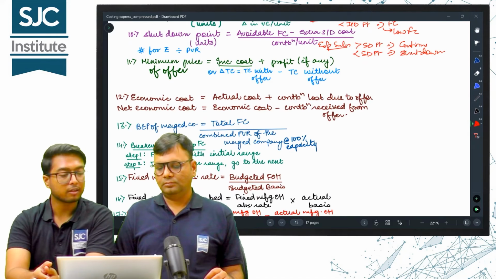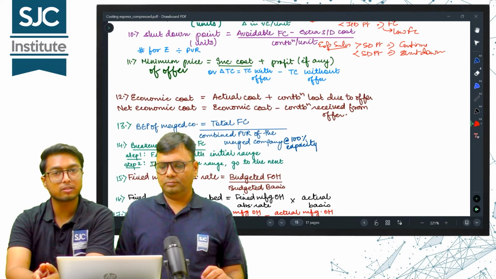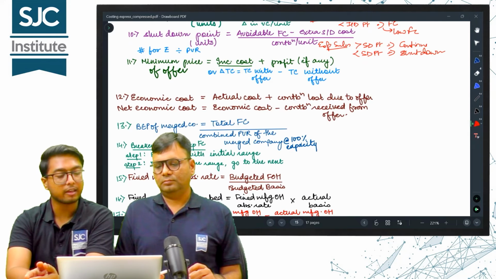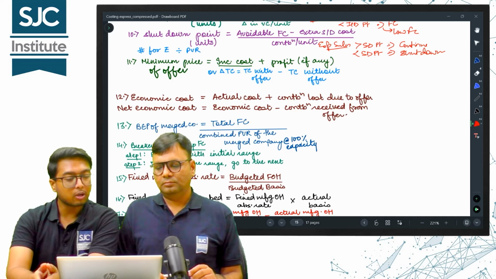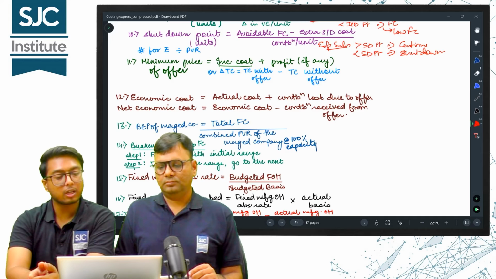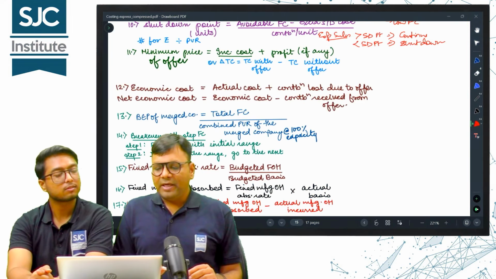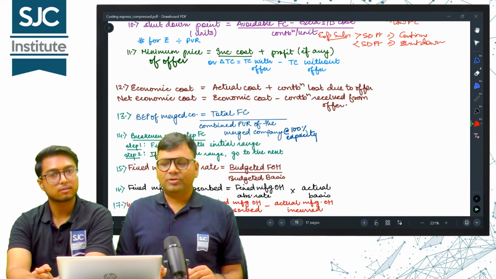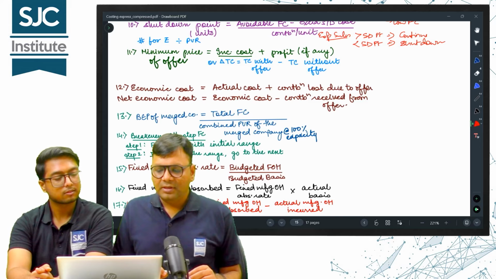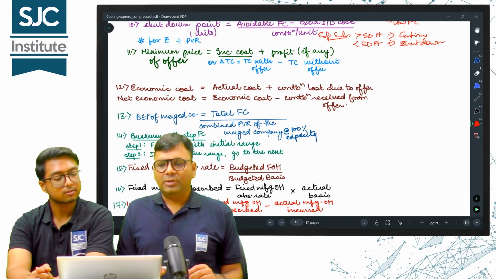Minimum price of offer, that will be incremental cost plus profit if any, or total cost with offer minus total cost without offer is equal to incremental cost. 12th, economic cost. It is equal to actual cost plus contribution lost due to offer, and net economic cost is equal to economic cost minus contribution received from the offer.